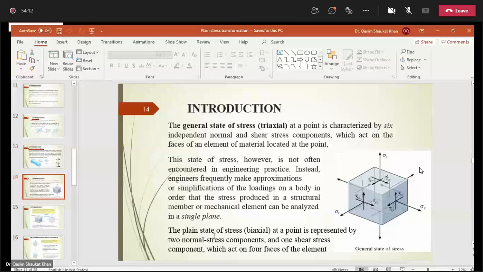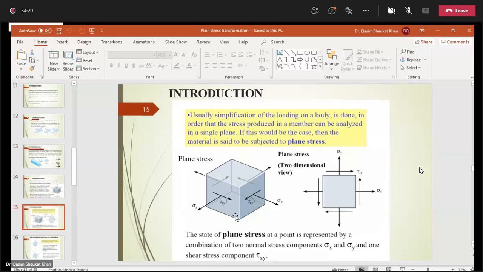We have simplified to a plane state of stress, that is, a biaxial state of stress, in which there are two axes, x and y. Correspondingly, we have two unknown normal stresses, sigma x and sigma y, and one unknown shear stress. So we are now showing this on a simple two-dimensional element. So this is our plane stress case, which means that it is in two dimensions, one plane.